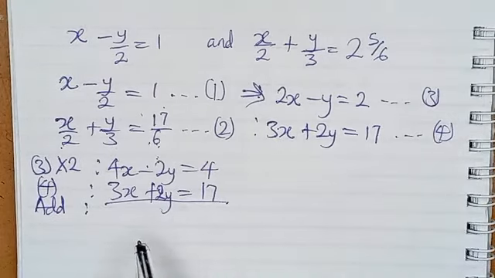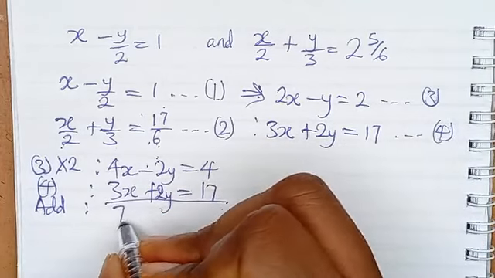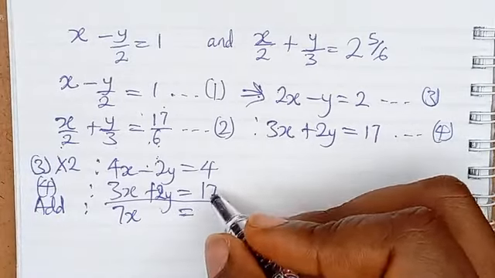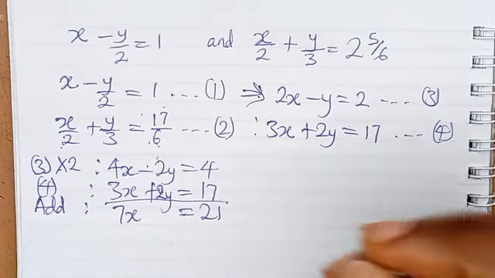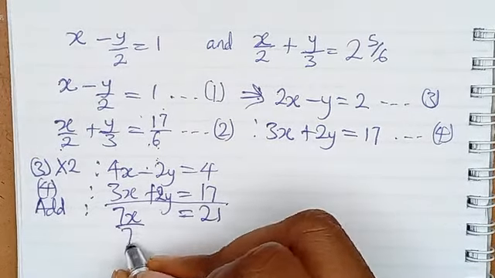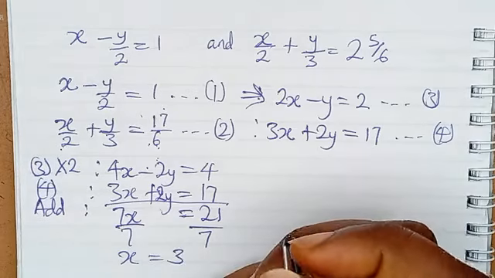So we are going to add. 4x plus 3x gives us 7x. This is already 0, equal to 4 plus 17, which is 21. And then we divide both sides by 7. We have that x is equal to 3.